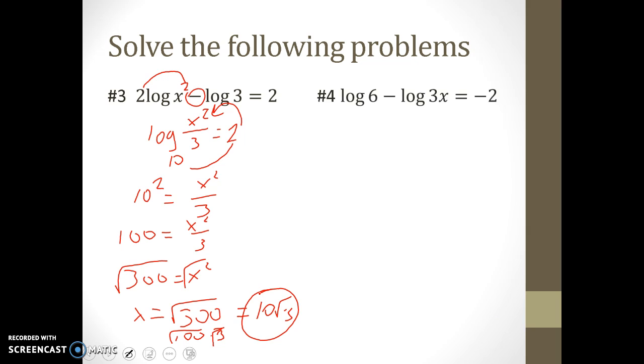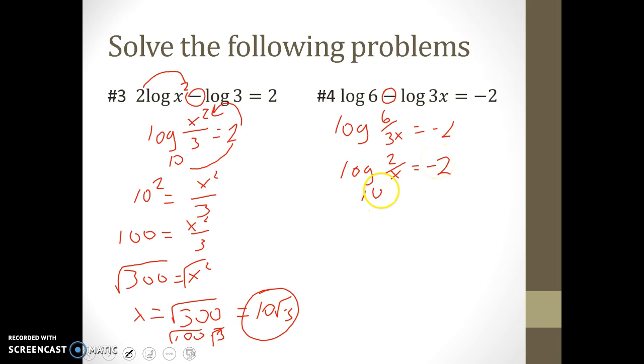Let's try one more question here. Number 4, and I would encourage you to pause the video and see if you can do this one on your own, and then you can start it back up and see if you got it right. So I'm going to first write this as a single logarithm by taking the log of 6 over 3x. Because I'm subtracting here, I can divide the 6 and the 3x, and that's equal to negative 2. Well, I could simplify 6 over 3x. I could write it as the log of 2 over x equals negative 2, because 6 over 3 is the same thing as 2 over 1.